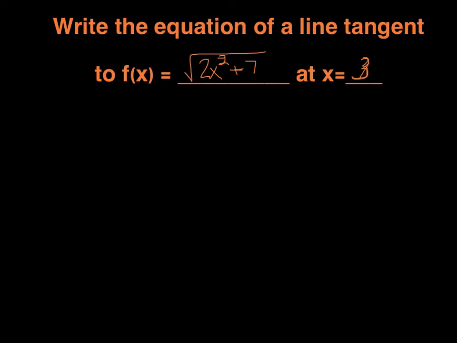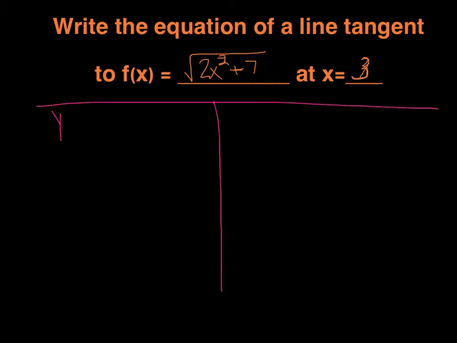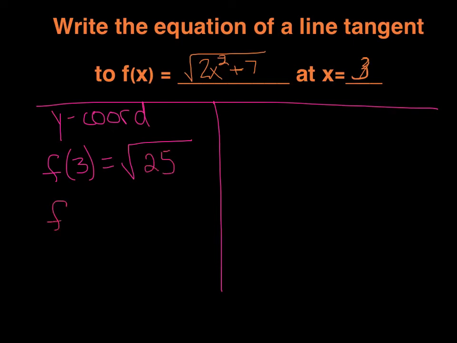First things first, let's go find our y-coordinate. I'm just going to organize my thoughts right here. All I'm going to do is evaluate the original function at the point of tangency, which happens to be 3. If I plug a 3 in there, I end up with radical 25, or in other words, f of 3 is really a 5. Alright, number two, we need to go find the slope.